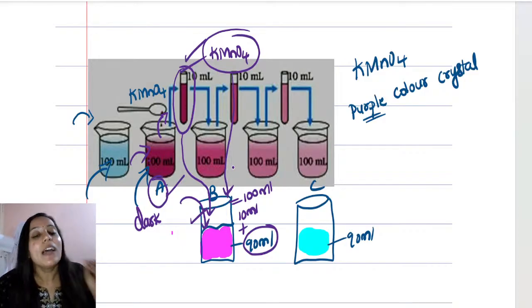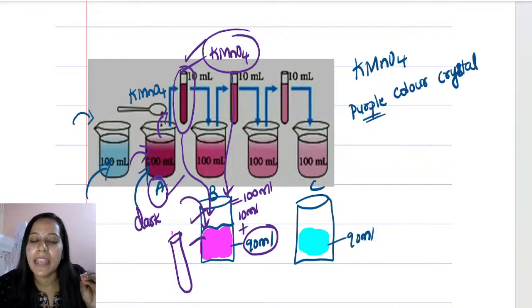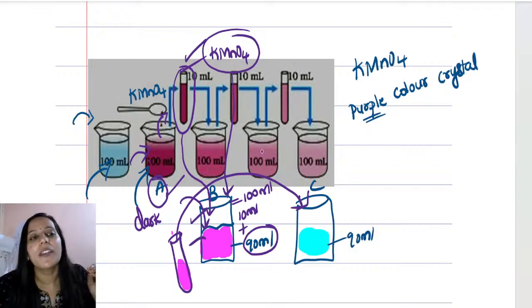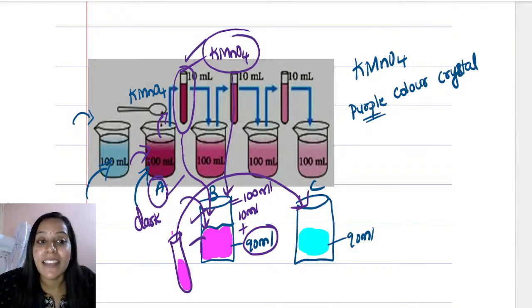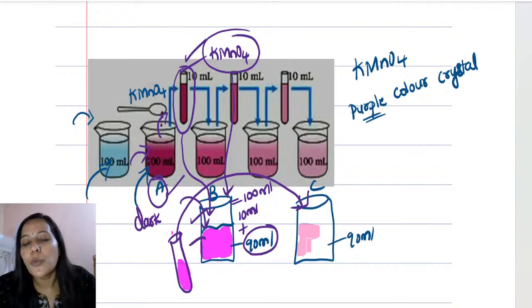Is it clear? Now I will collect some 10 ml of the potassium permanganate solution from beaker B, and after collecting this 10 ml, I will again add this solution to my beaker C. When I add this solution to beaker C, in beaker C you may get a little bit lighter shade. Compared to beaker B, you will get lighter in beaker C.